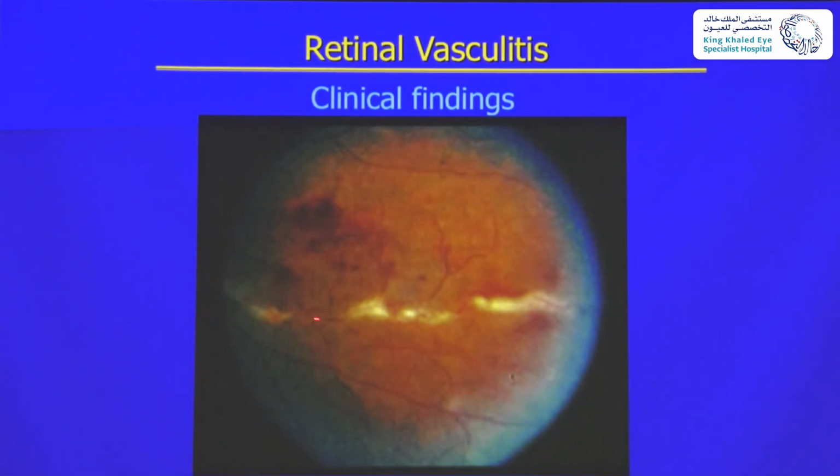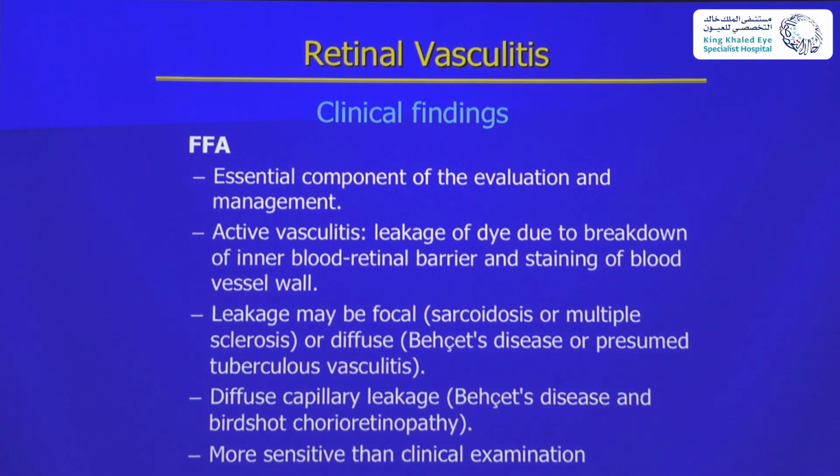So again, to emphasize, to diagnose retinal vasculitis, you have to see clinically the vascular sheathing. Fluorescein angiography is very important in the workup of these patients. Patients with active vasculitis, fluorescein angiography will show extensive leakage due to breakdown of the blood-retinal barrier and staining of the blood vessel wall. But the type of leakage can help us to narrow the differential diagnosis.